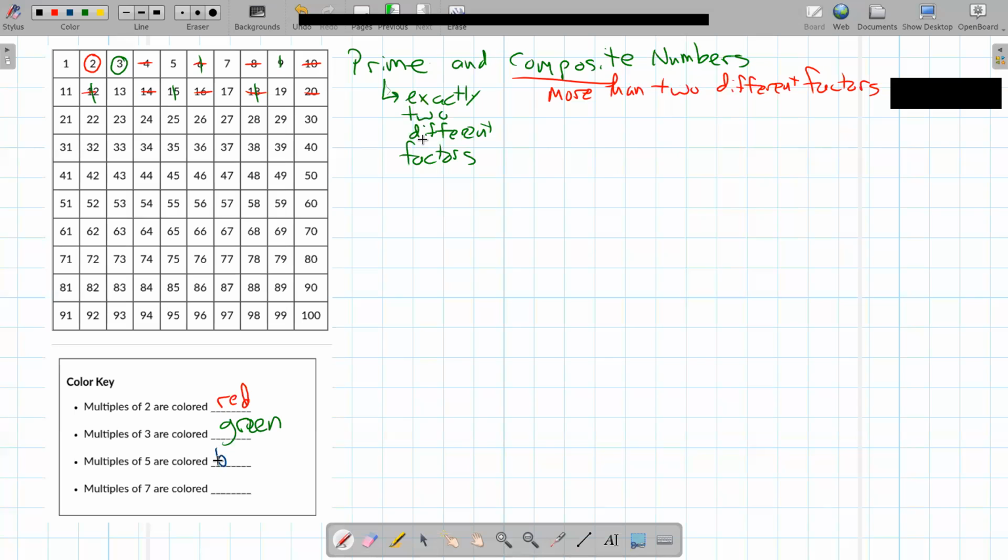Let's say we'll do the 5's as blue. And so 2 and 3 didn't get to cancel out 5, so 5 is special. Didn't get kicked out, so it's prime. And then multiples of 5, I'll do a blue diagonal. And I just keep going, getting all the multiples of 5.